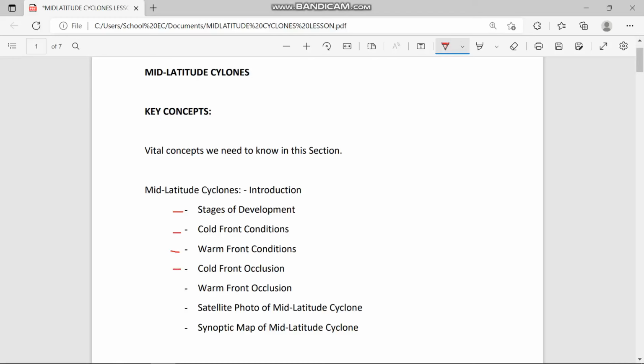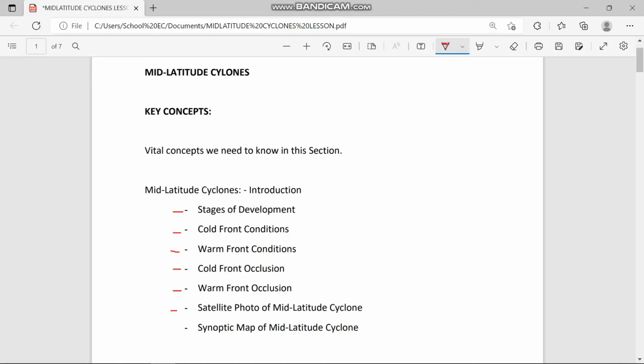The cold front occlusion, whereby the cold front overtakes the warm front, as well as the warm front taking over the cold front, the warm front occlusion. The warm front occlusion is whereby the warm front takes over the cold front.